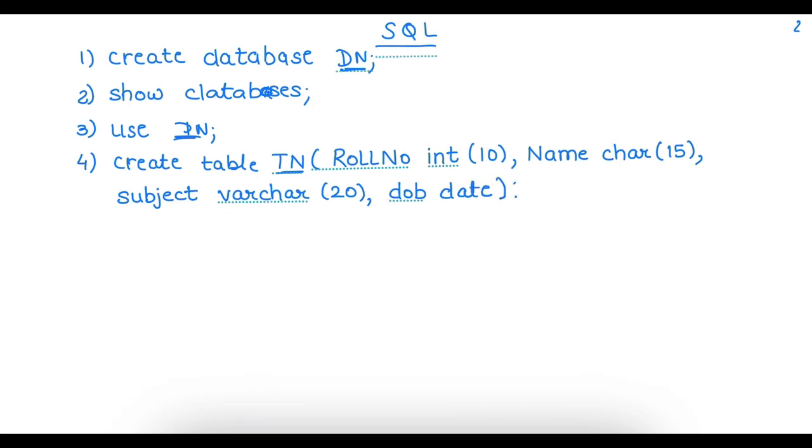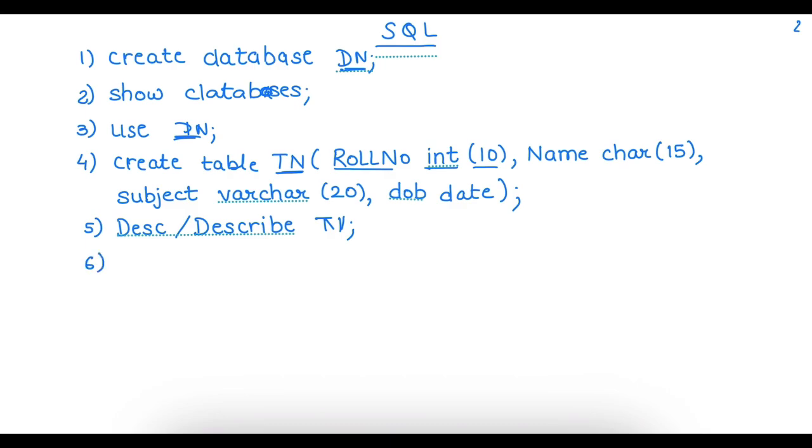Now close the bracket and semicolon. We have to put semicolon after every query. Then next, after creating the table, we have to describe the structure of the table. So either you can write DESC or you can write describe table name. So it will display the structure of your table, means your columns, your data type, size, whatever you are mentioning in the table.